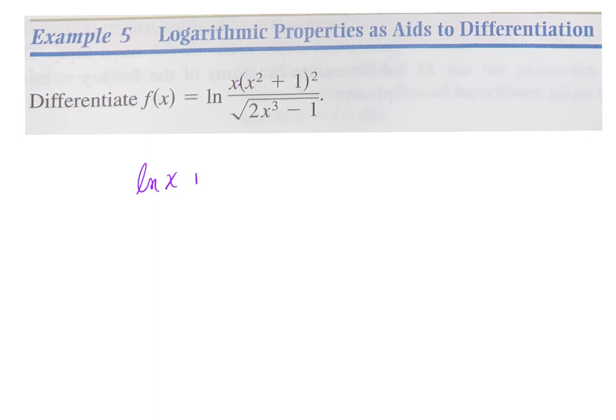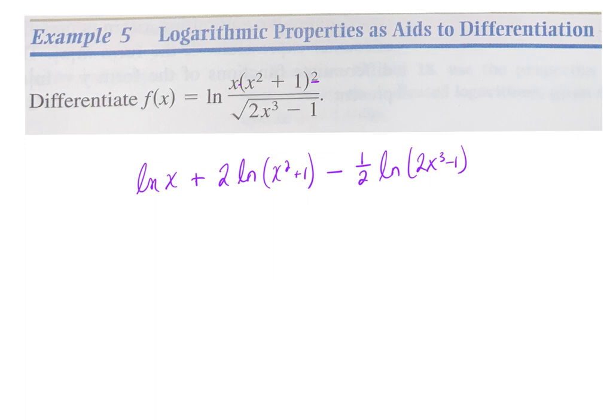And then, of course, I'm going to say plus. This has an exponent, so 2 times the natural log of x squared plus 1. And then that division does a minus. That has an exponent of 1/2, the natural log of 2x cubed minus 1. All right, expand it.